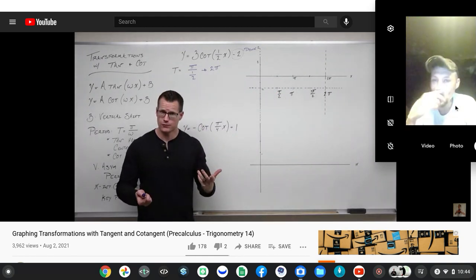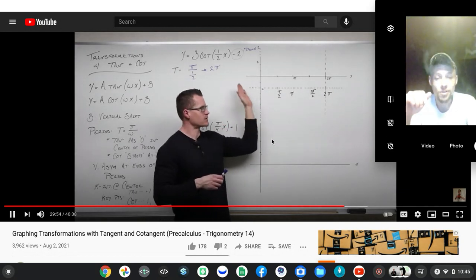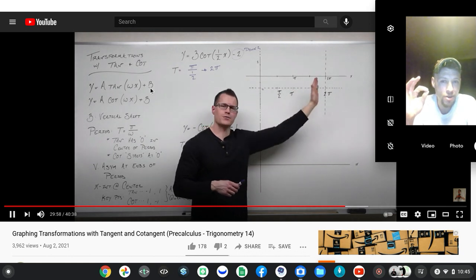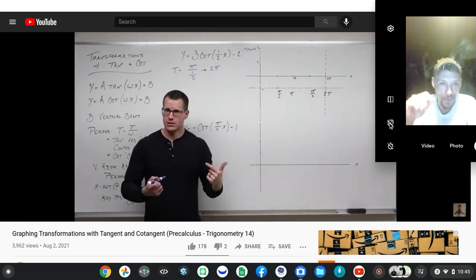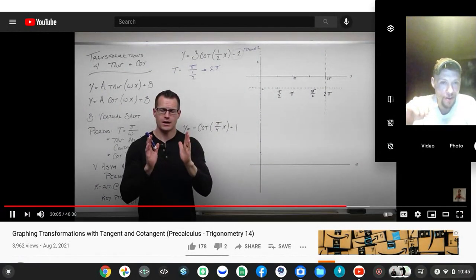And we're going to put the important features on there. These are our vertical asymptotes, which I've shown you happen at the ends, so at 0 and 2 pi. If we got another cycle, it would be at 4 pi. The x-intercepts happen at the centers, just like for tangent. Only difference to the graph on that, too.